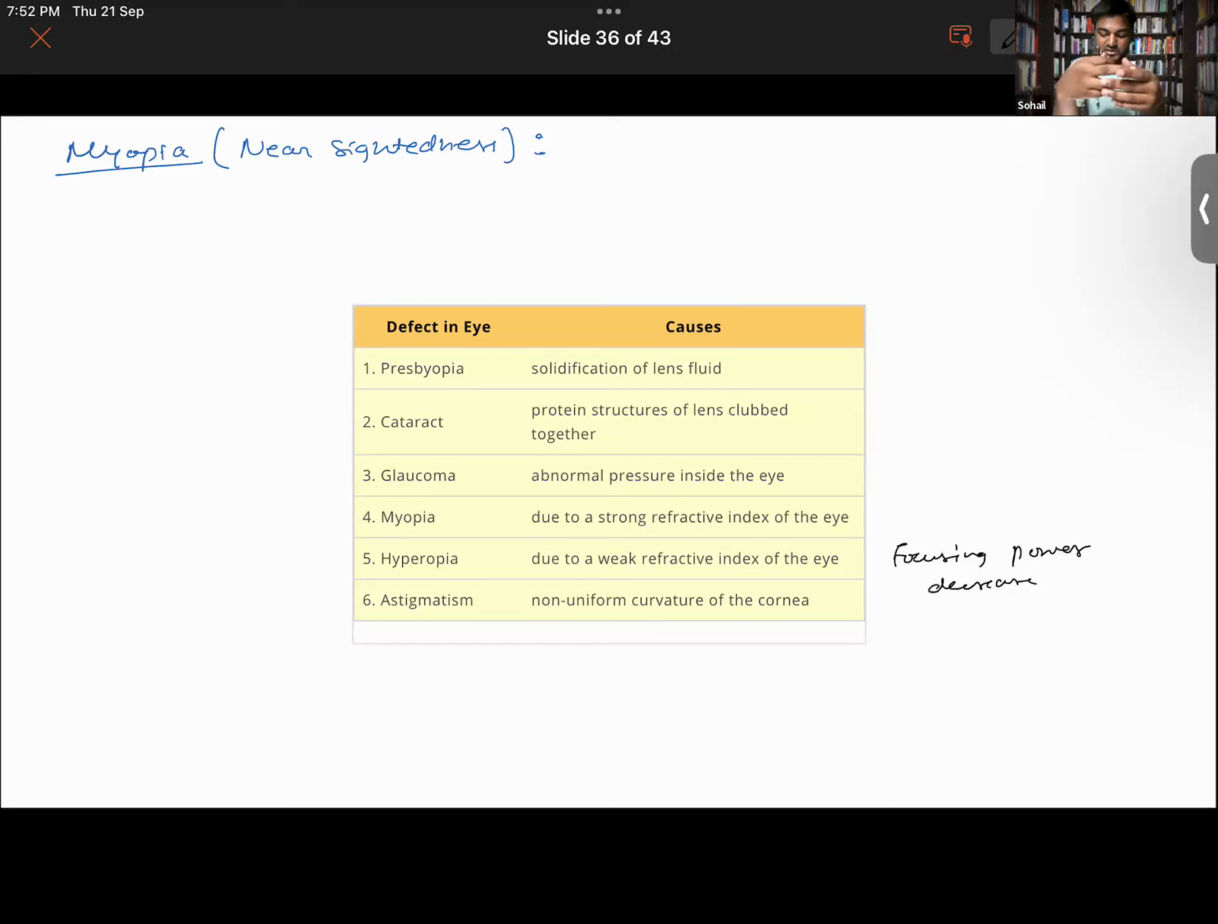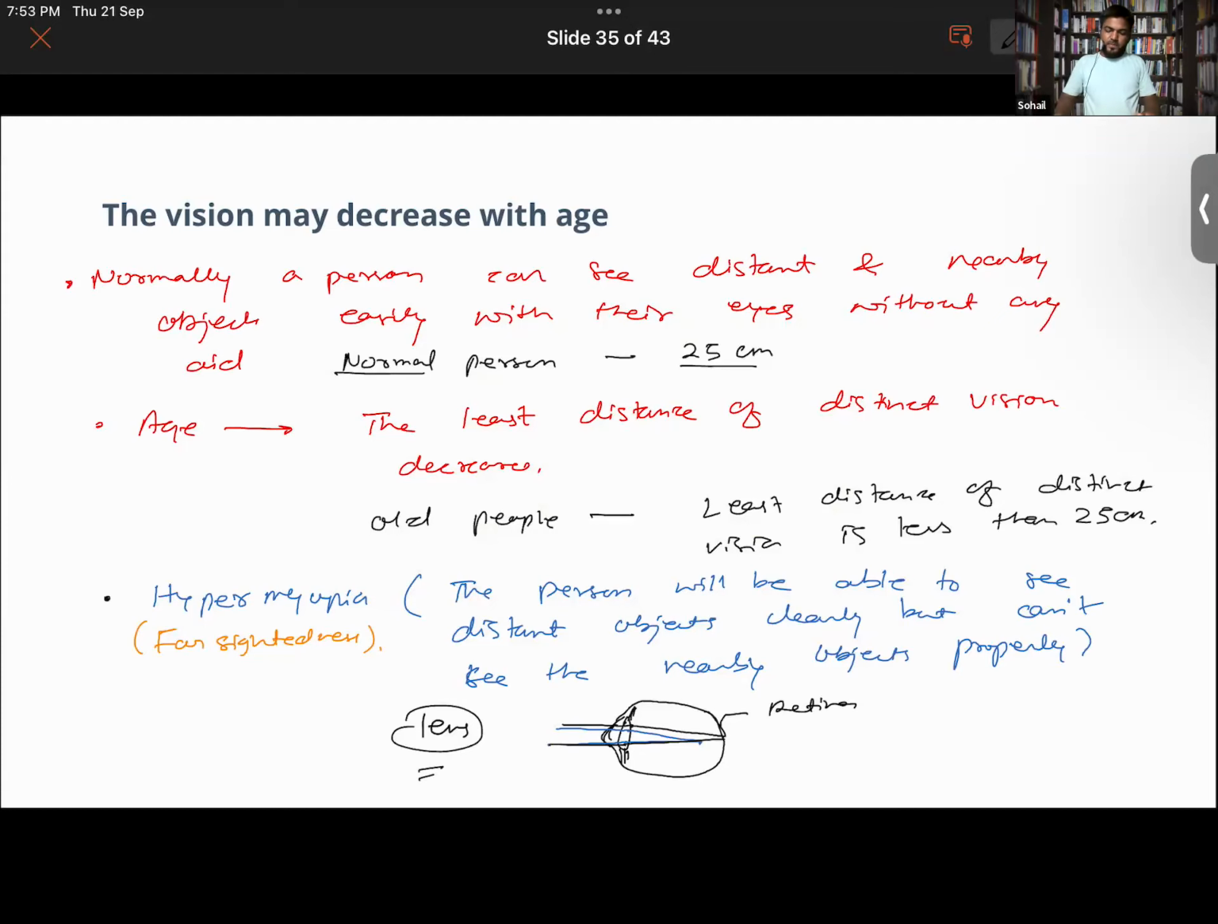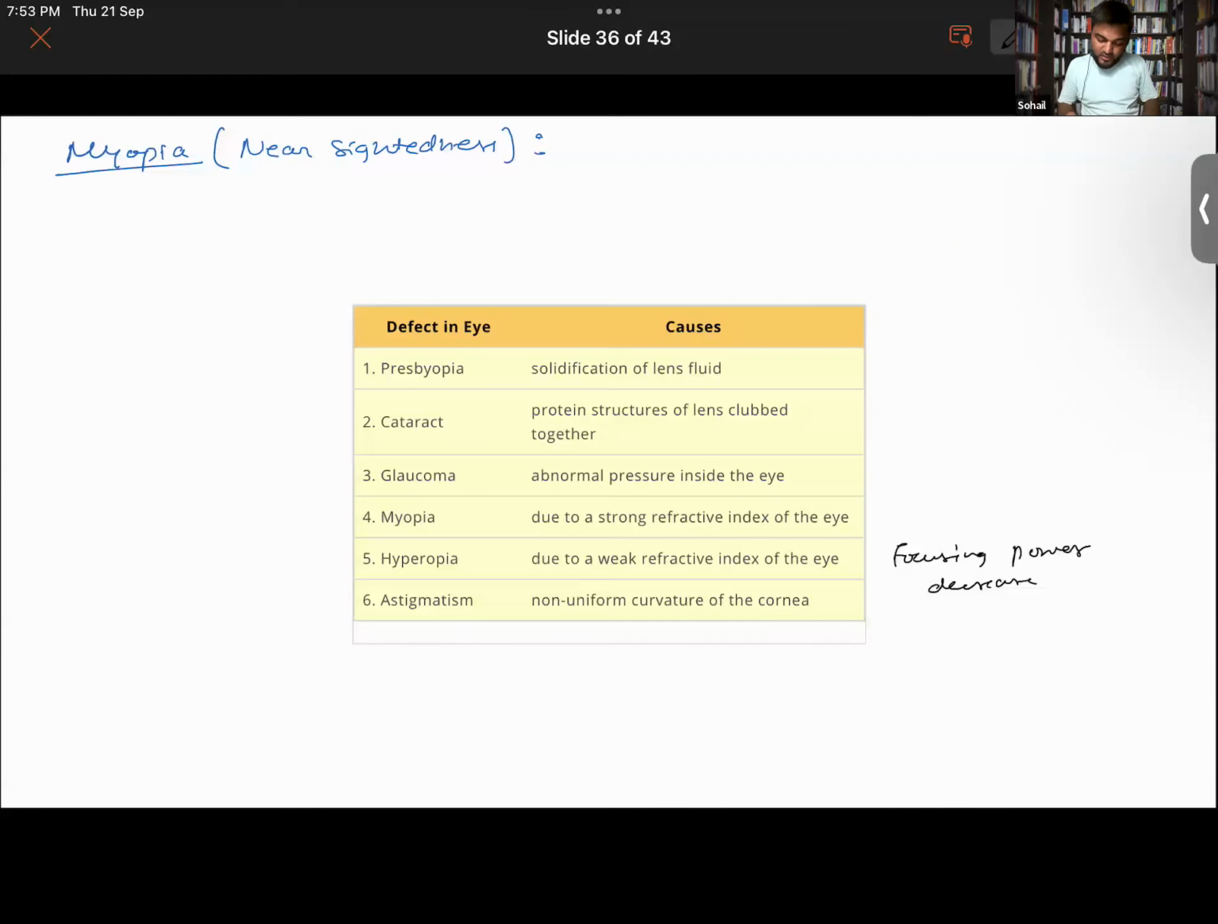Can you guys guess what happens in this? The light is converging after the retina, due to a strong refractive index of the eye. Look, we have not just reversed the diagram which I told you. If the refractive index increases... in hypermetropia, there was a weak refractive index here. If the refractive index is weak here, what happens? The point of focus on the retina is lost. So where does it form? After the retina.